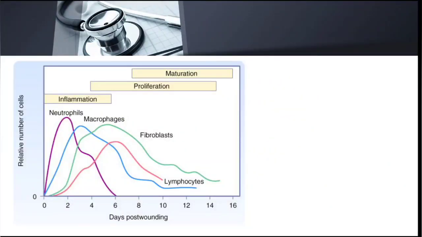This graph shows the relative number of cells in days post wound healing. As you can see, firstly the neutrophils rise, then the macrophages, and later the fibroblasts. We will talk about them later in the proliferative stage, along with the lymphocytes. The most important ones for the initial phases of inflammation are neutrophils and macrophages. Then in proliferation, that's where we have fibroblasts, with the lymphocytes being more of the bridge.